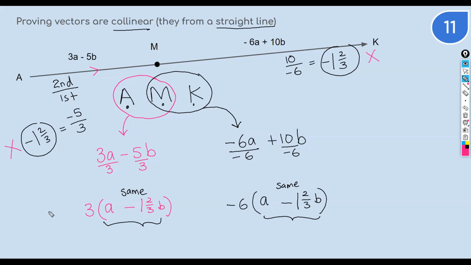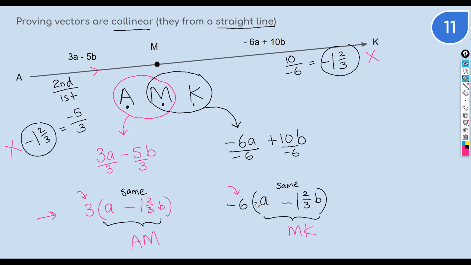If you look at the harder method, you notice both vectors are the same after factorizing. But what number do you have in front here? 3. And what number do you have here? Which vector do you think is larger? Remember, the first one was AM, and the other one was MK. From looking at these values in front of you, which one is larger, AM or MK?